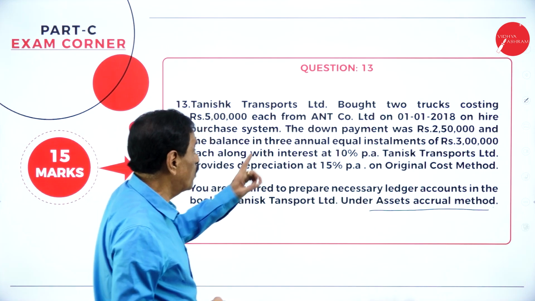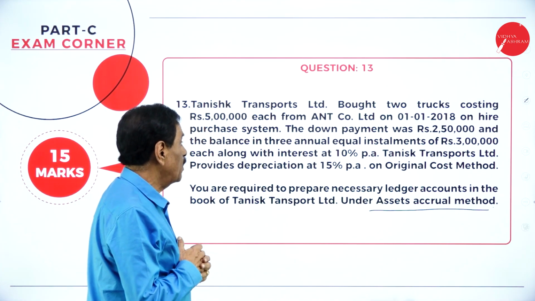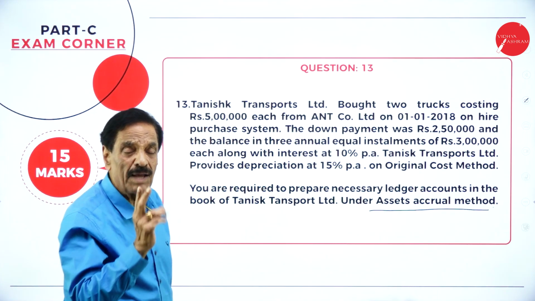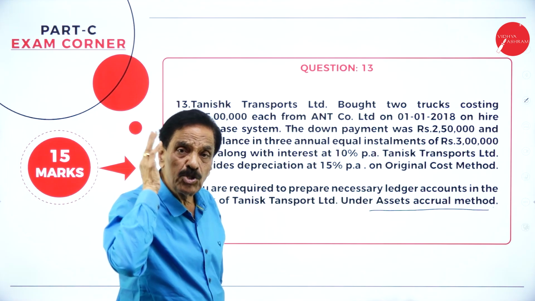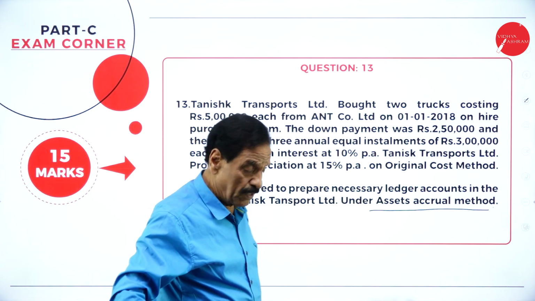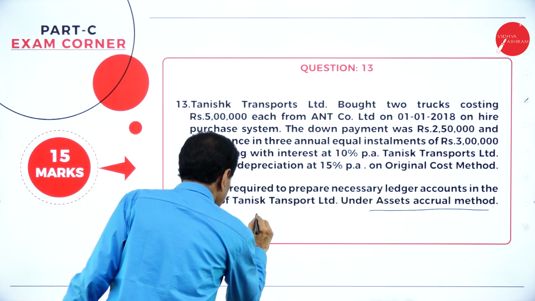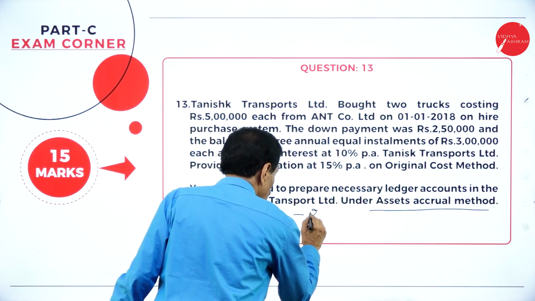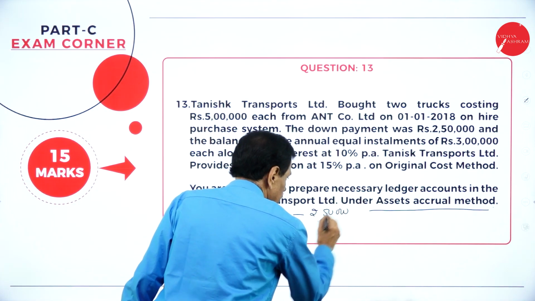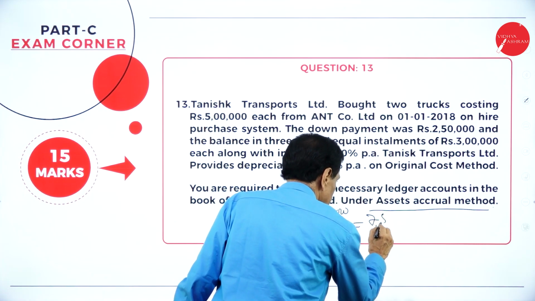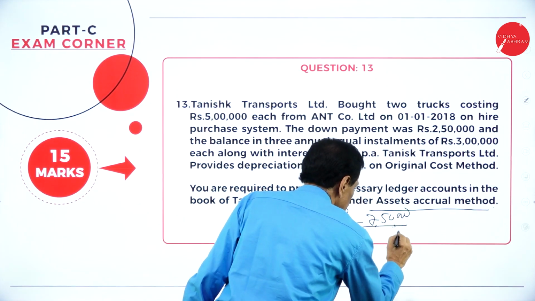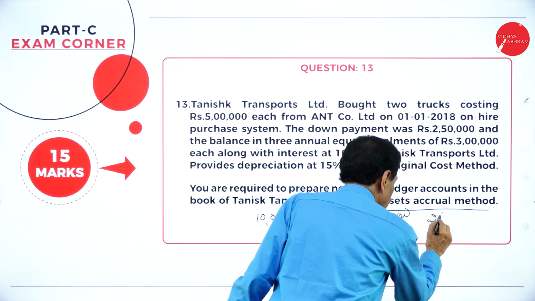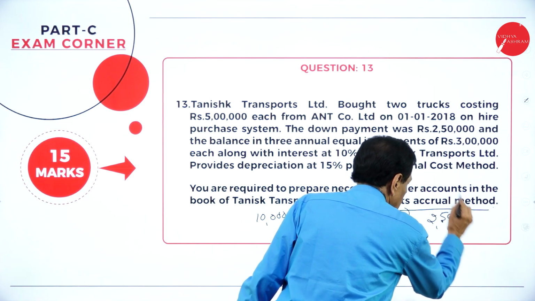So what is the cost of one truck? The cost of one truck is 5 lakh. How many trucks did we purchase? 2 trucks. It costs 10 lakh rupees. But how much do you pay as down payment? 2,50,000. Your cost is 10 lakh minus the down payment of 2,50,000 you have paid. Balance is 7,50,000 in 3 years, so 2,50,000 per year you have to pay.